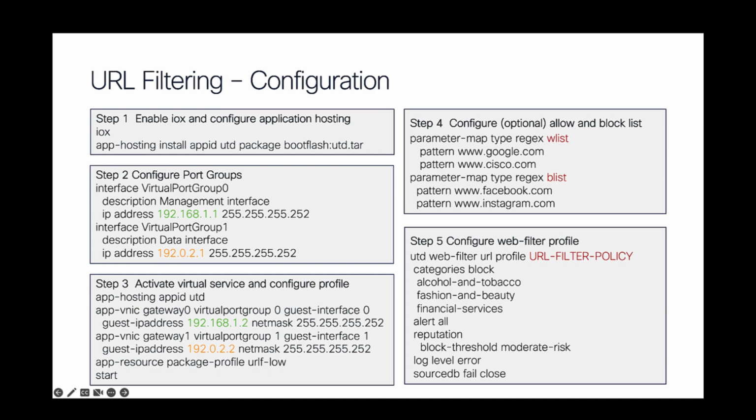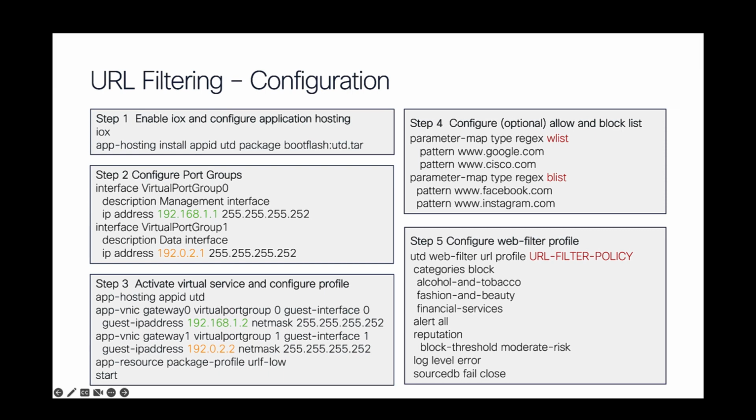And there's 3 different sizes. There's URL low, medium, and high. And medium and high will require an additional 4 gigabytes on top of the 8 already required for our container. So URL filtering low profile will require 8 gigs of memory, while medium and high will require 12 gigs minimum for optimal performance. And in step 4, we can configure whitelist and blacklist.